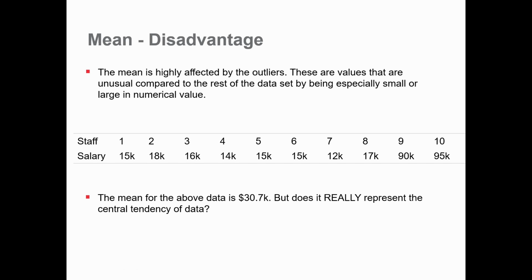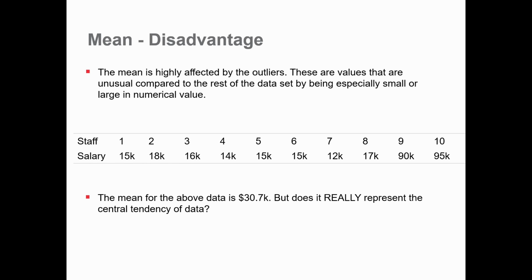For example, let's say we have this data set which represents each staff and their corresponding salary. So if you see, staffs 9 and 10 are having 90k and 95k as salaries respectively. But if you take a look at the first 8 staffs, the salaries range from 12k to 18k.